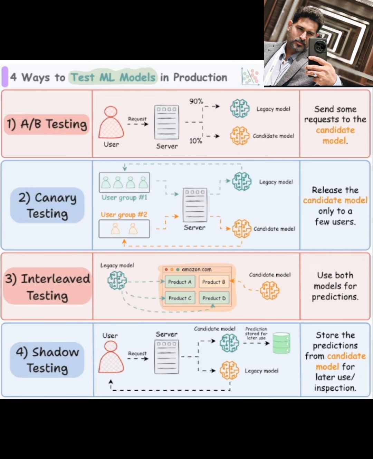Let's kick things off with a classic, A/B testing. You're probably familiar with this concept from marketing. In the context of ML models, it means running your legacy model, your current, established model, alongside a candidate model, the new one you want to test, for a segment of your users. As you can see here, a percentage of user requests, in this example, 90%, are still routed to the legacy model, while a smaller portion, 10%, are sent to the candidate model. You then compare the performance of both models on real-world data to see if the candidate model is indeed an improvement.